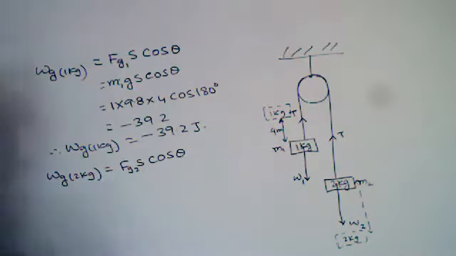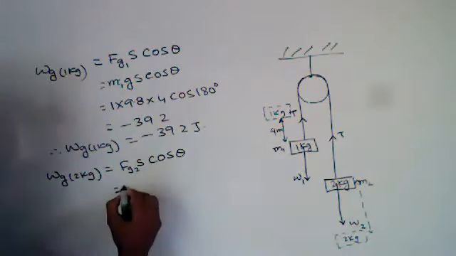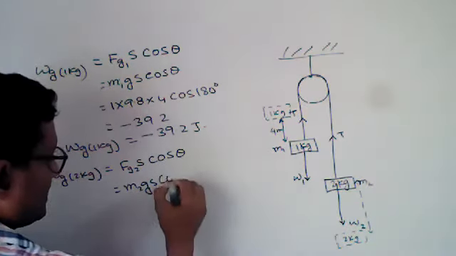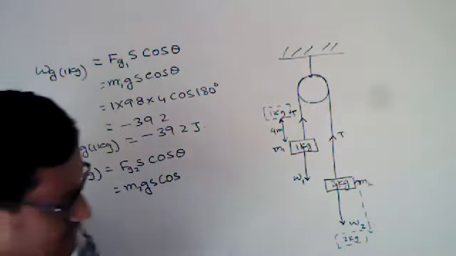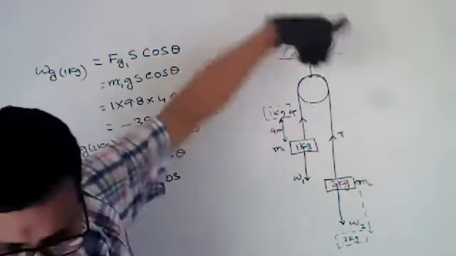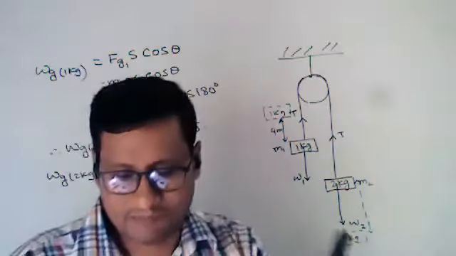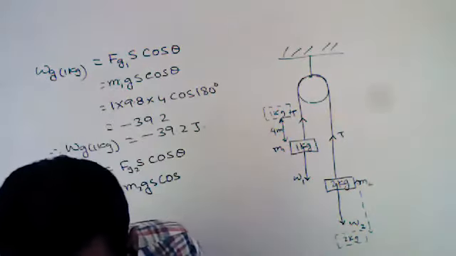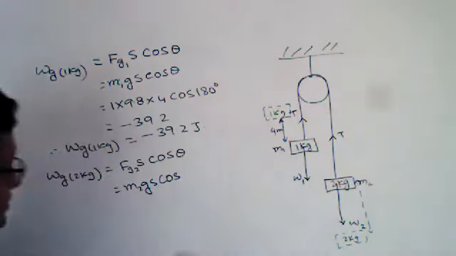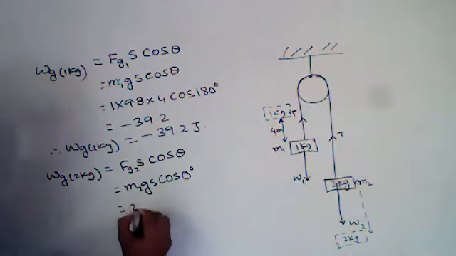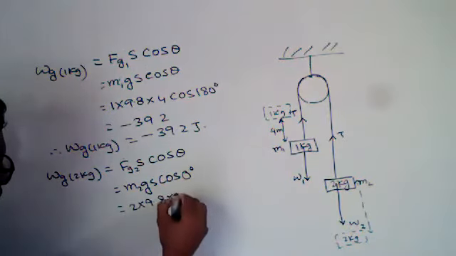Okay. Here Fg2 means M2 g s cos theta. The gravitational force is in this direction and the displacement is also in the same direction. So the angle between the force and displacement is 0, so we can write cos 0. Understand? Yes or no? Okay. So 2 into 9.8 into 4 into 1.